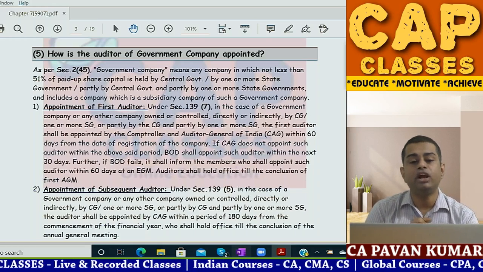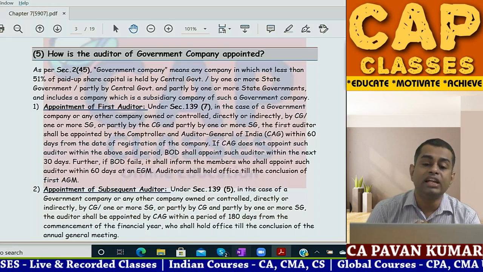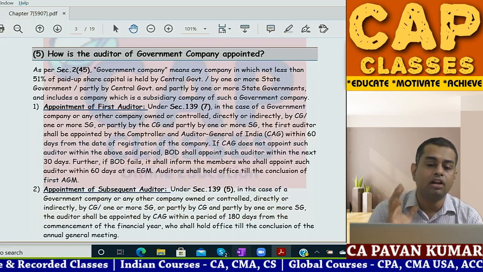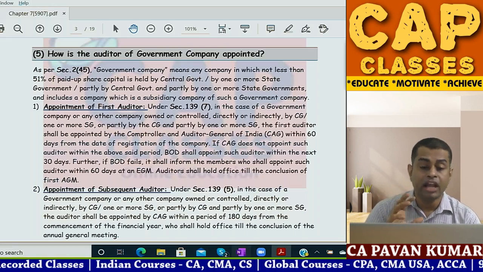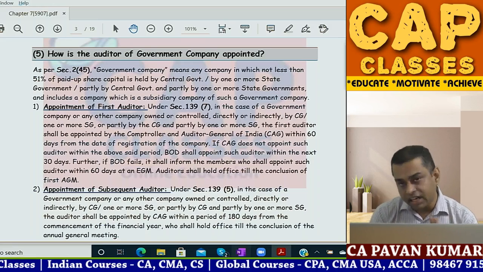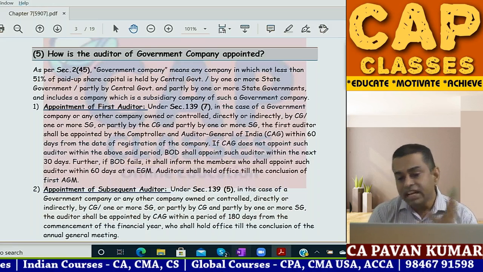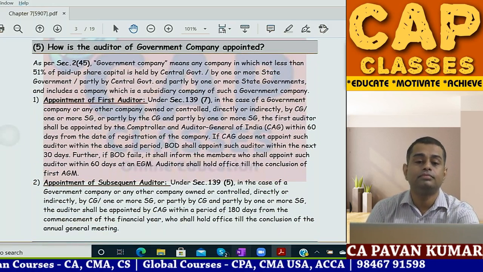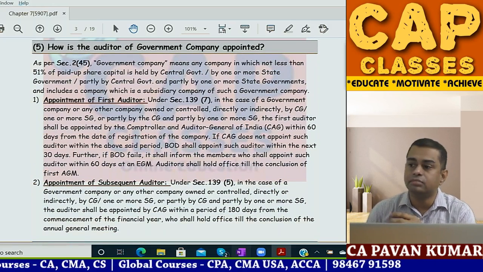Then who will appoint the auditors of these kinds of companies? C&AG, the Comptroller and Auditor General of India, will appoint. First auditor, C&AG. Subsequent auditor, C&AG. Casual vacancy, C&AG. That's all. So read the answer. Simple provision.